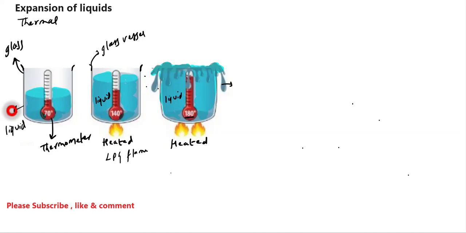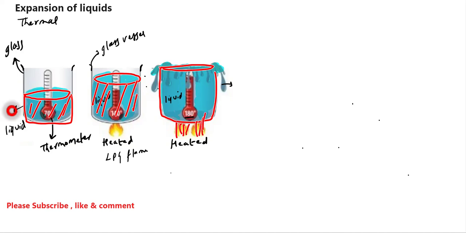Earlier at 70 degrees Celsius, this was the volume of liquid. Now at 140 degrees Celsius it has expanded this much, so the volume of the liquid increased. Then at 180 degrees Celsius, the volume of liquid is this much. So this shows that when you heat a liquid, the liquid is going to expand.